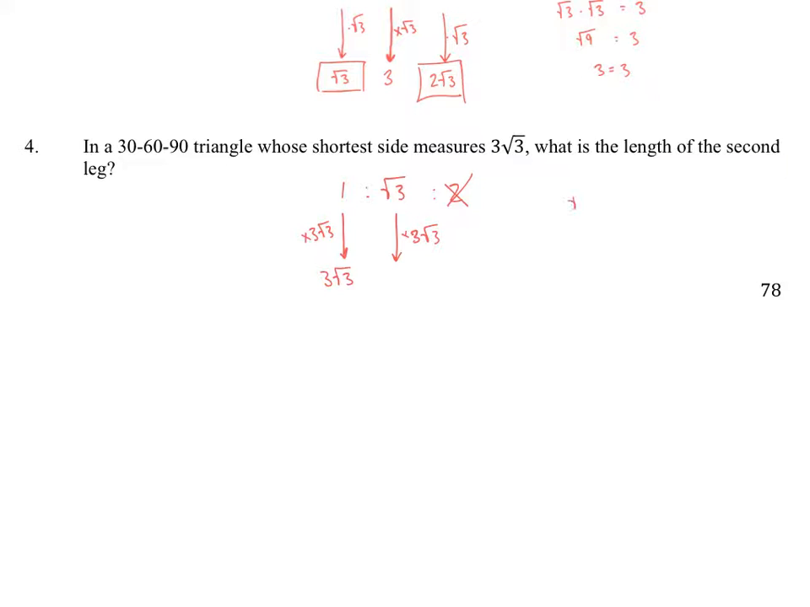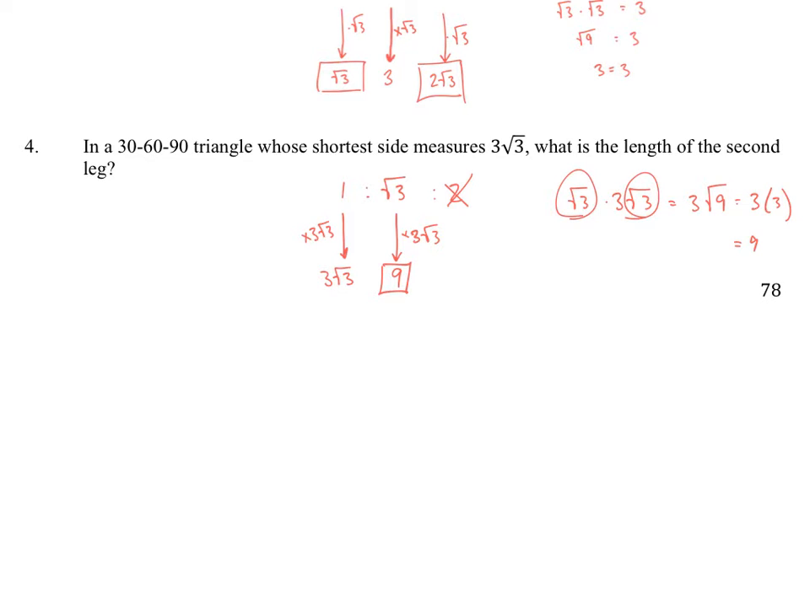So that means I have radical 3 times 3 radical 3. I'm going to multiply these two things. So that's going to leave me with 3 times radical 9. Radical 9 is really just a 3, which leaves me with 9. So the length of the other side is 9.